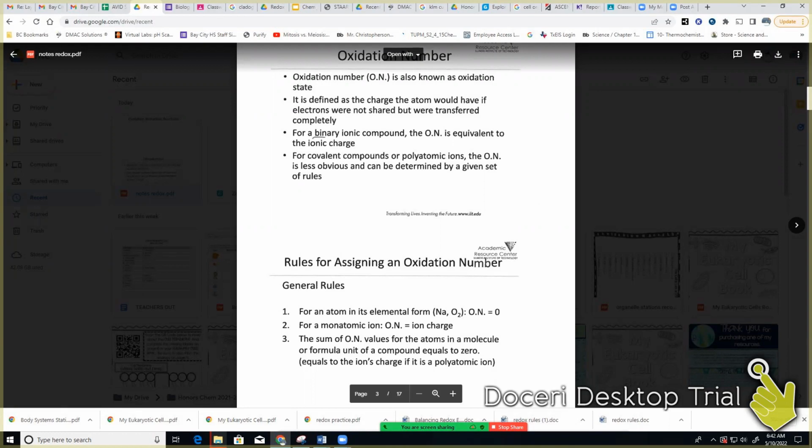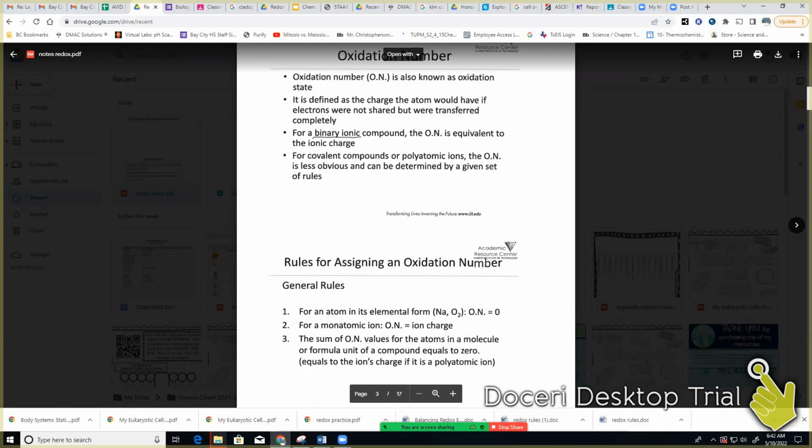In a binary ionic compound, so bi means two, so an ionic compound that's a metal and a nonmetal, the oxidation number is equivalent to the ionic charge. For covalent compounds or polyatomic ions, the oxidation number is often less negative.